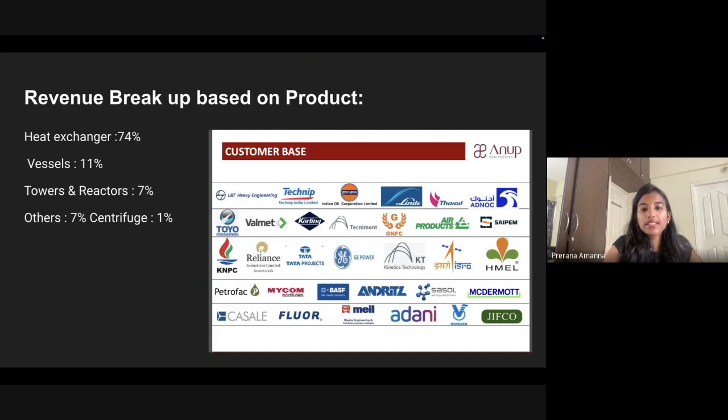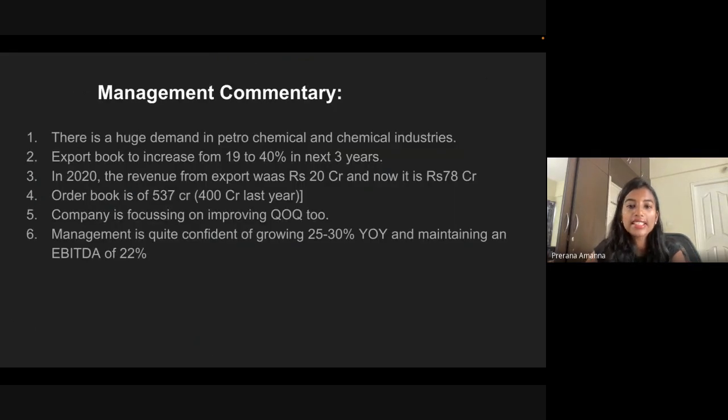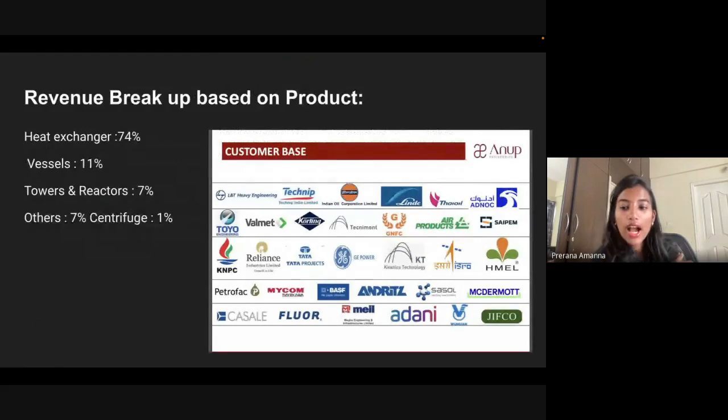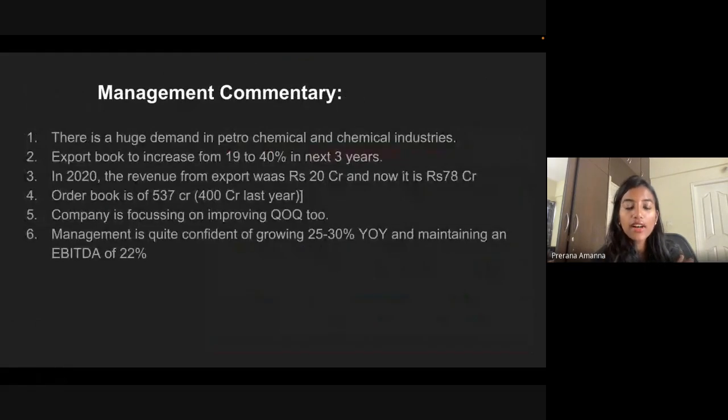Yeah. So first, now that we've understood the entire business model, and the revenue breakup, where the revenue is coming from, and what the product portfolio is, let us understand what this company has been up to and what they're planning in the future, right? The first thing is right now there is a huge demand in the petrochemical and chemical industry. Now, why is that so?